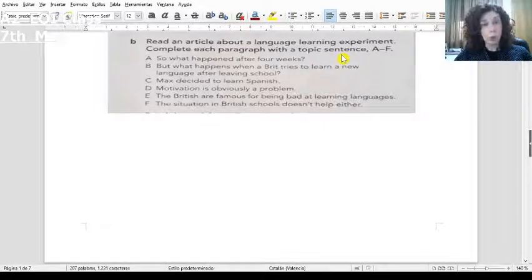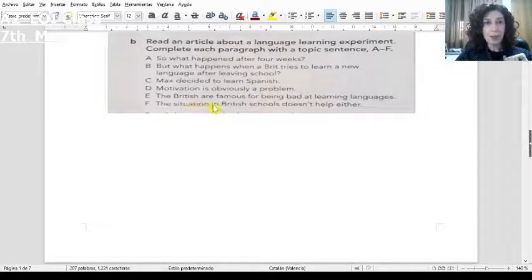Then you are going to read, vamos a ir leyendo, and think which one of these topic sentences goes in each paragraph. En cada párrafo, ¿qué significaría? For example, A, so what happened after 4 weeks? B, but what happens when a Brit tries to learn a new language after leaving school? C, Max decided to learn Spanish. D, motivation is obviously a problem. Then they don't feel motivated to learn English. They know English and that's all.